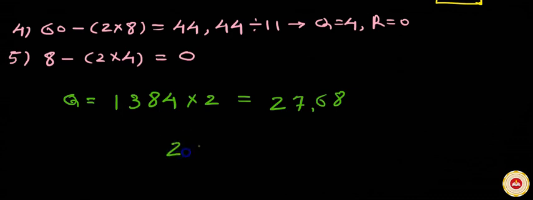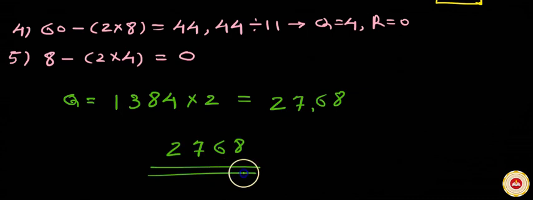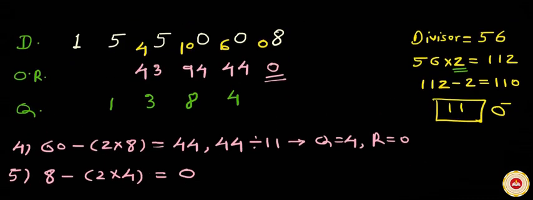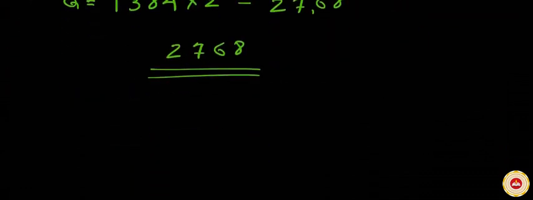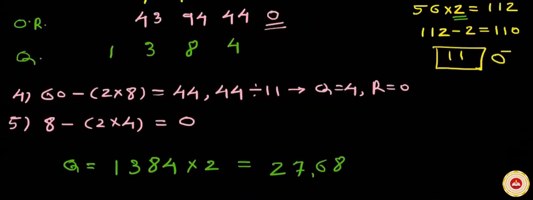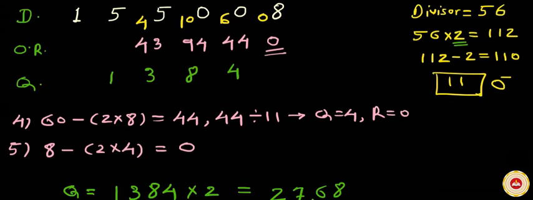2768. See, 2768, and this is our final answer. It means 1,55,008 divided by 56 is 2768. Okay friends, so please pause video and write these steps.